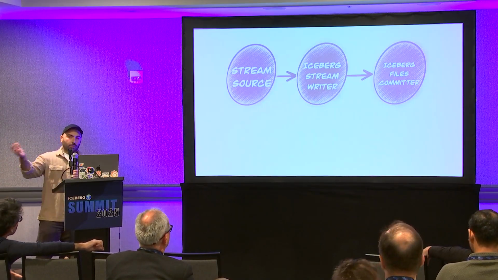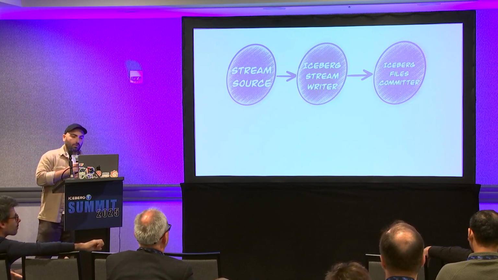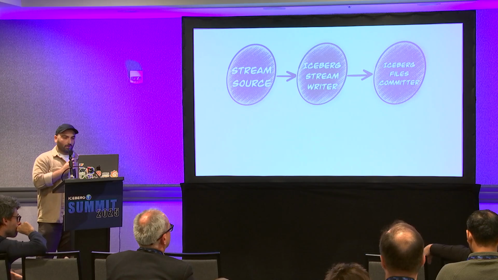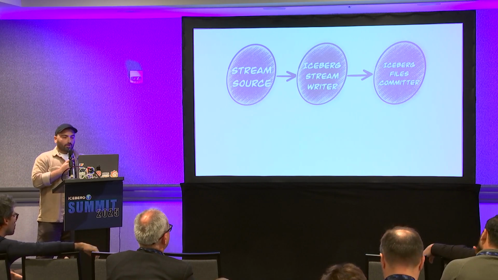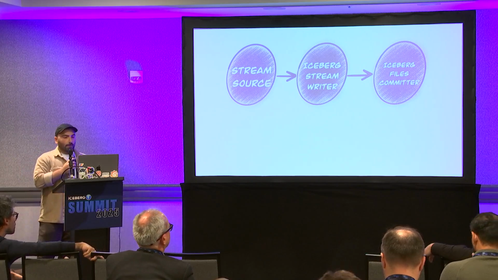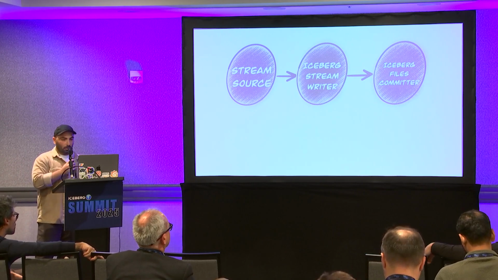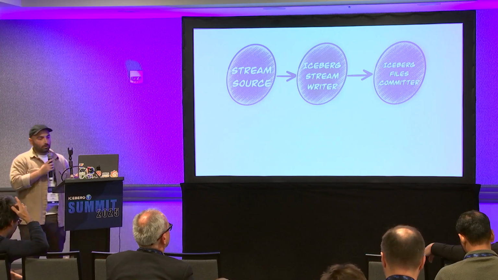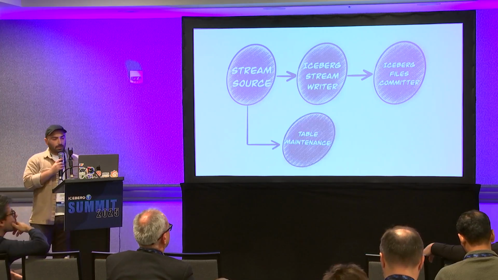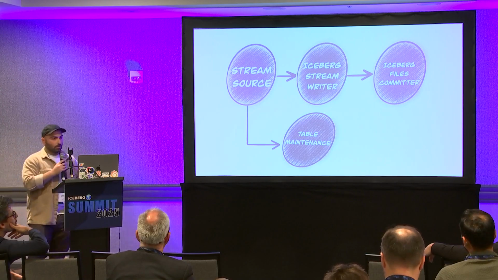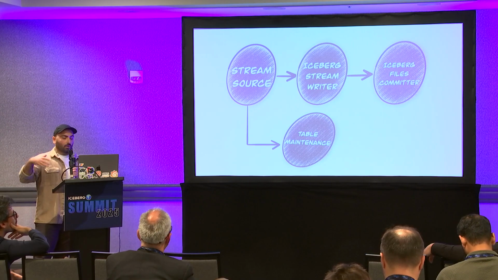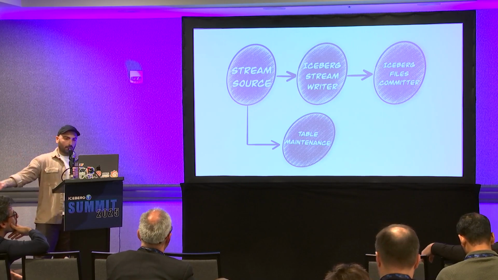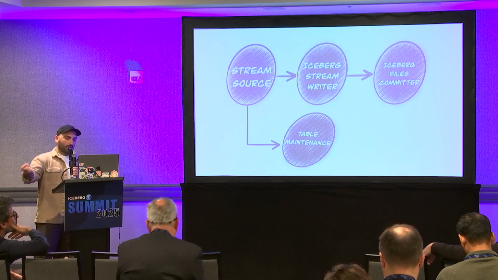Usually when you work with Iceberg and you look at the Flink topology, you have a stream source, or any Flink source essentially. Then you have the Iceberg stream writer, which corresponds to the parallelism of your Flink job. And then you have the Iceberg files committer, which has a max parallelism of 1. So this is the classical topology of your Flink application. What we added is another subtopology, which is now called table maintenance. This essentially orchestrates the maintenance of the table as part of the Flink application itself.